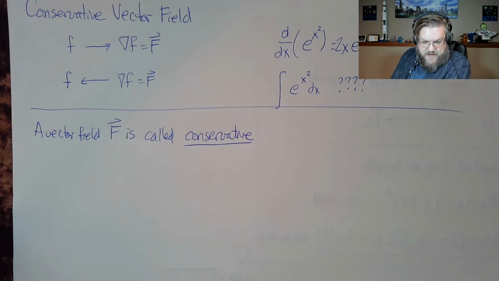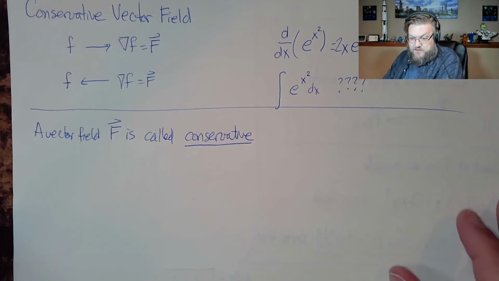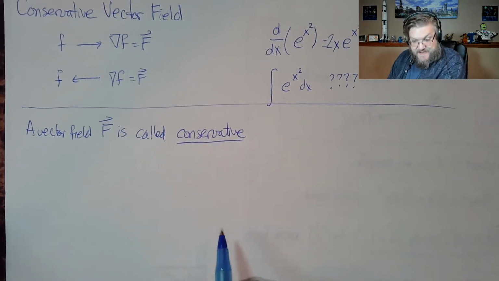So if you're thinking, why is it a conservative vector field? Well, it's a vector field where something is conserved, and that something is usually represented by some physical thing, right? And so we have a conservation of that physical process. And so we borrow that name from physics, right?